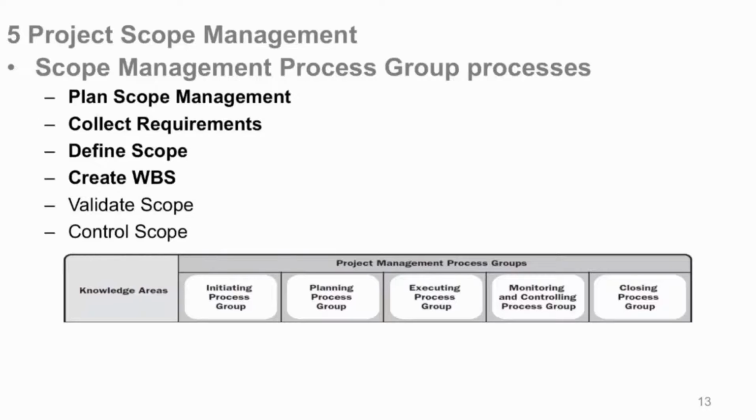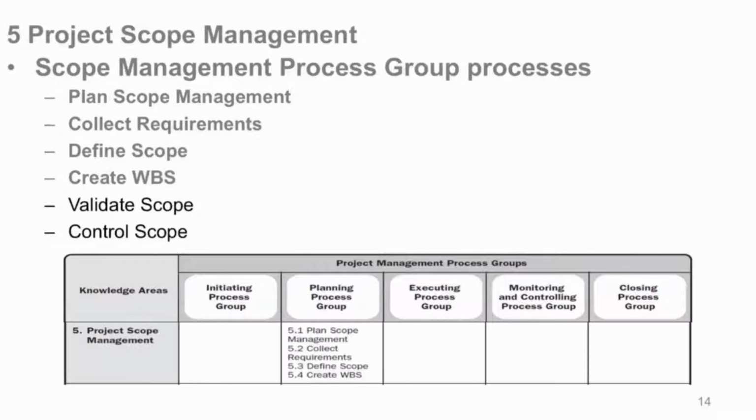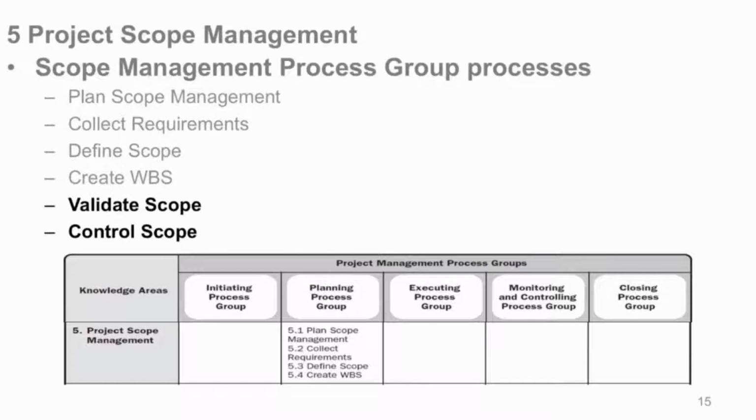So here's our knowledge area box here with the process groups. The first four that we're going to talk about right in this module are planning group processes. We're going to do all this planning, and then the project management plan with all this stuff is going to go out, we're going to execute it, and then we're going to monitor and control it by validating and controlling. So those are the processes and where they fit in the process groups.